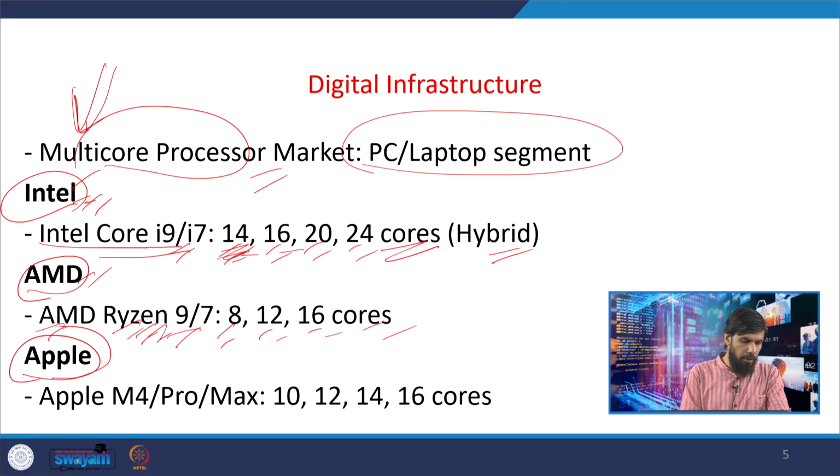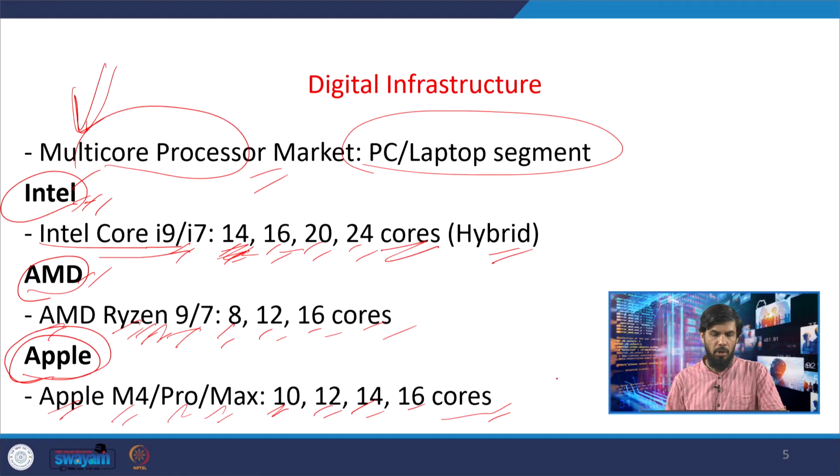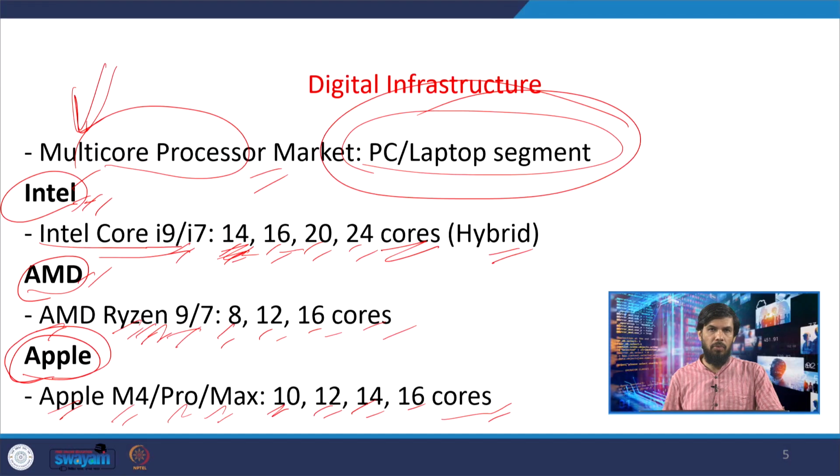Now similarly Apple has its own M4/Pro/Max options available in the case of multi-core processors. So here also you can see 10, 12, 14, 16 cores. If we focus on the PC laptop segment, most of the options available in terms of multi-core processors are in double digits in terms of number of cores. PC laptop, the main computer for personal users or sometimes professional use that we use, we are already in double digits in terms of number of cores.